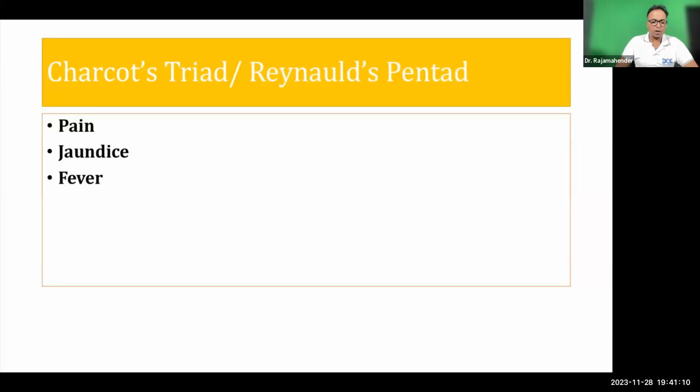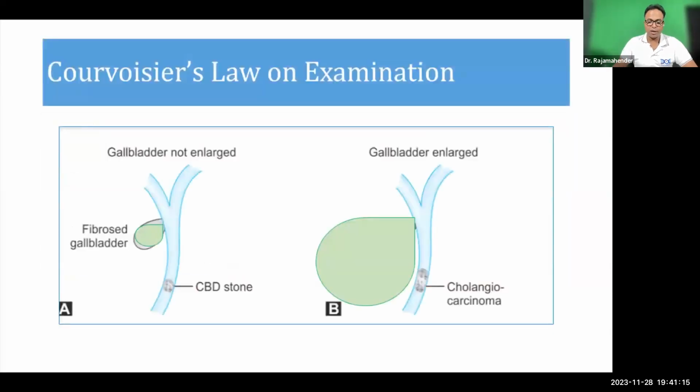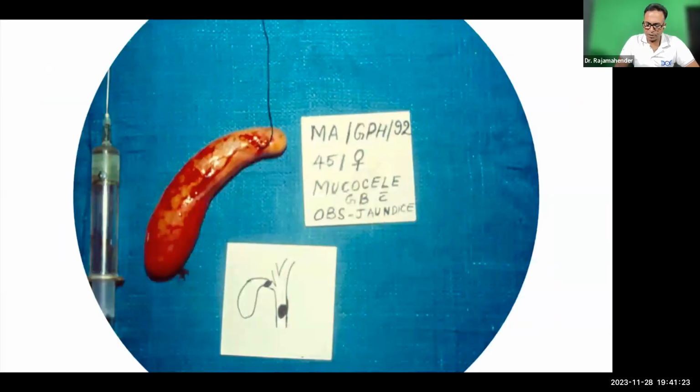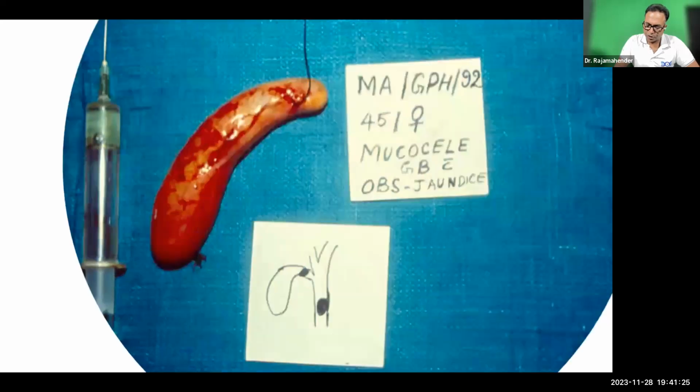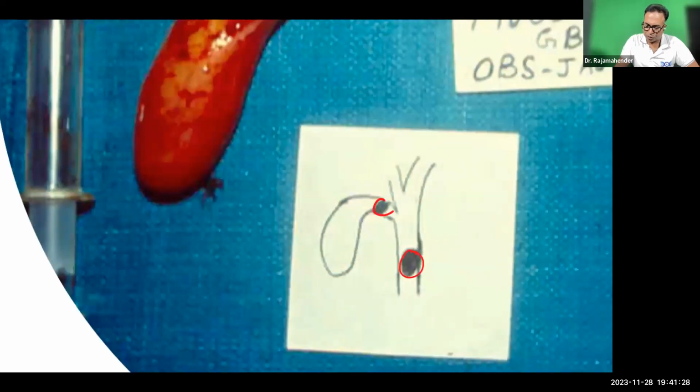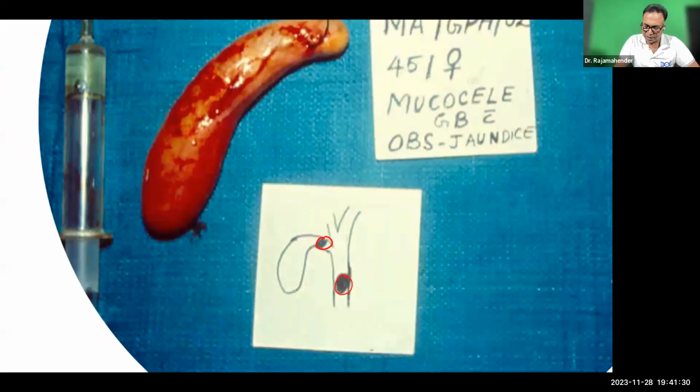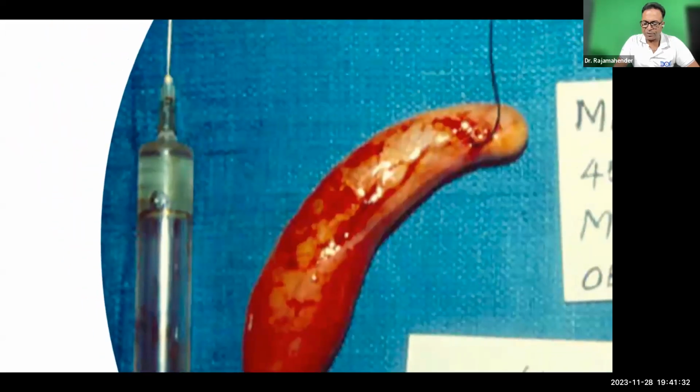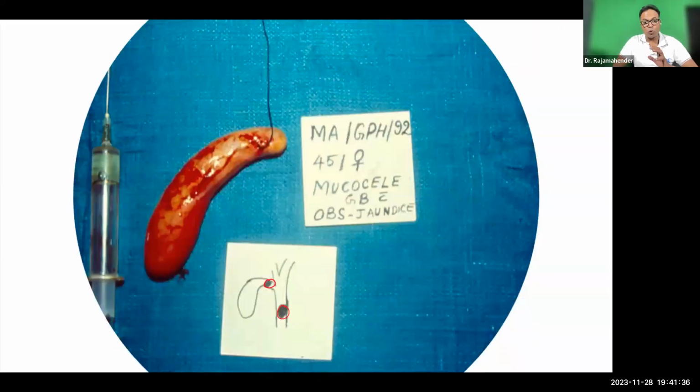Okay, Thomas sign. Charcot's triad and Reynolds' pentad, don't forget. They repeat basic questions. This is Courvoisier's law: fibrosed gallbladder in a CBD stone, enlarged gallbladder in a cancer in the bile duct. This picture shows a double impacted stone. See, there is one stone here, there is another stone here. We have removed the enlarged gallbladder. You can see it is not filled with bile, it is filled with clear mucus, a mucocele of gallbladder. So a mucocele can give the appearance of an enlarged gallbladder.